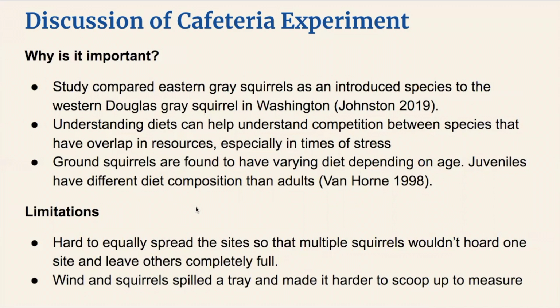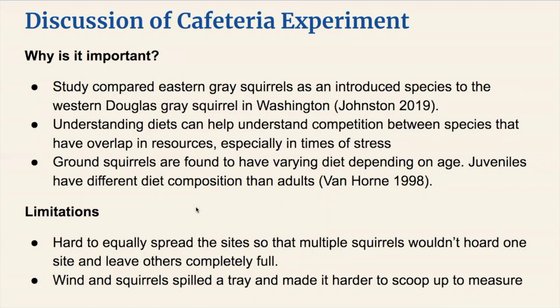So why is this even important? The study that we found kind of backed this up because it compared the eastern gray squirrel as an introduced species to the western Douglas gray squirrel in Washington. They looked at the diets of each of the squirrels and wanted to understand the competition between these and how their resources overlap. It's important because, as we learned in lecture, competitors can coexist if their resources are different enough, which is exactly what they found.